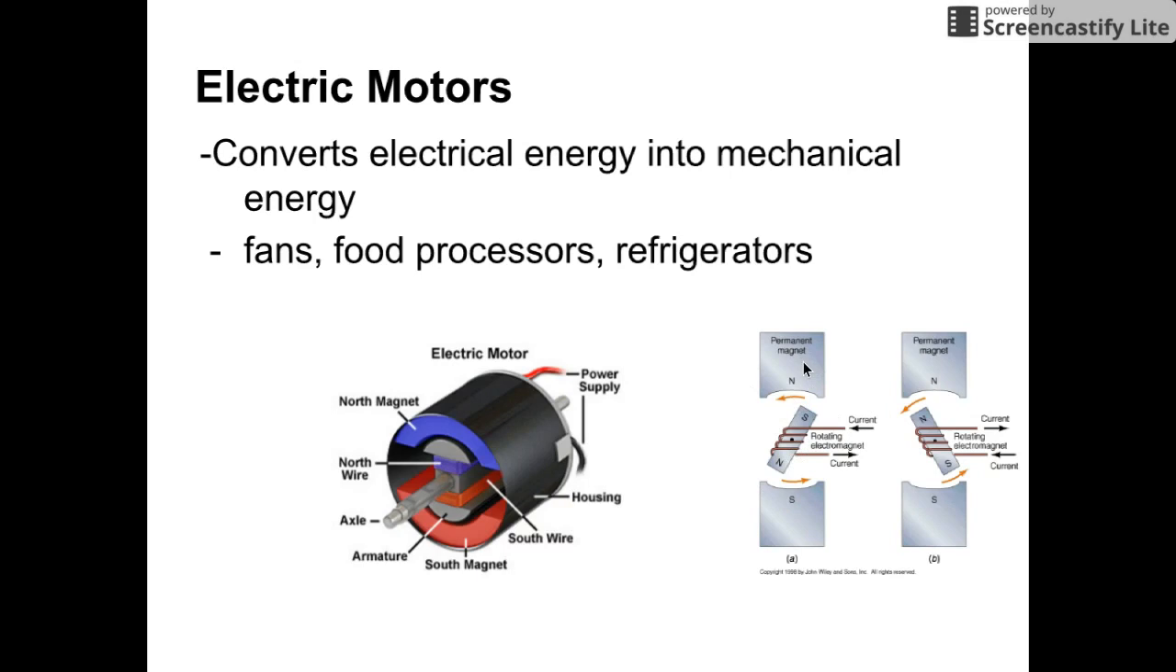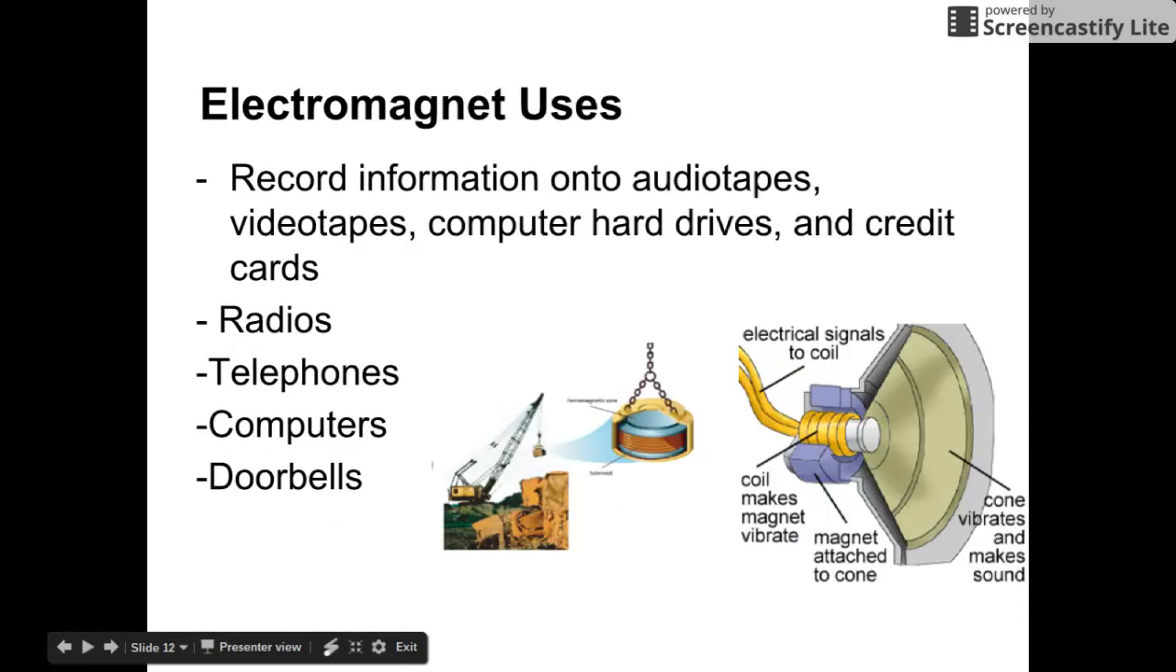Now, electromagnets, we use them in lots and lots of things. We use them to record information on audio tapes and videotapes. Not as common anymore. We don't really have the VHS much anymore, and the cassette tapes, but we do use them a lot more in computer hard drives, your credit cards, the black magnetic strip on the back. Your radios have the speakers in them that have the magnets in them. They use electricity for the magnets. We also have telephones, computers, and even doorbells.